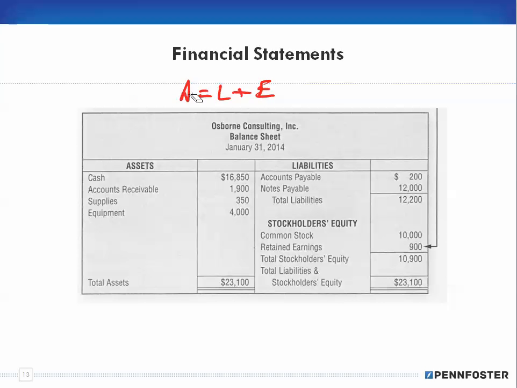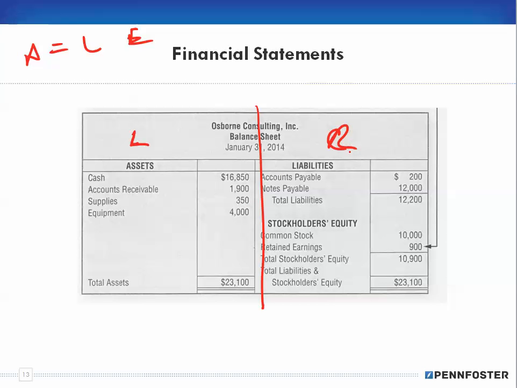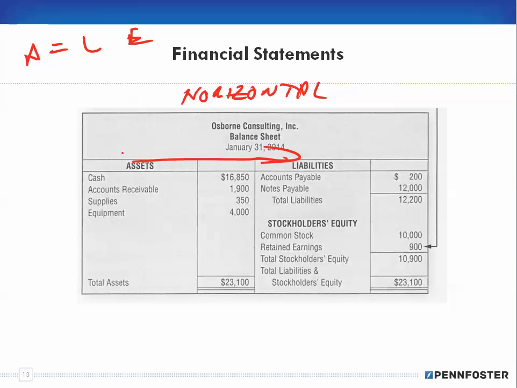Okay? Now, formatting of the balance sheet. I just wrote assets is equal to liabilities plus equity. Well, if you notice, draw down the middle, assets are on the left, right? And liabilities and equity are on the right. So assets equals liabilities plus owner's equity. Now, this is horizontal formatting, where you're showing the information across the page like this.